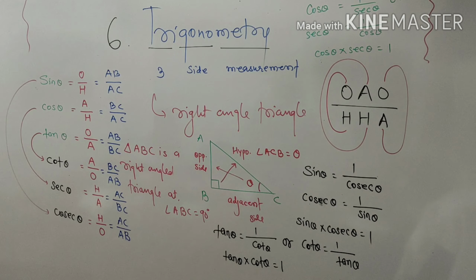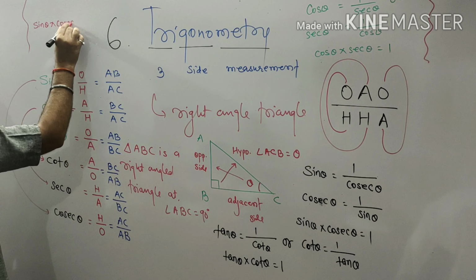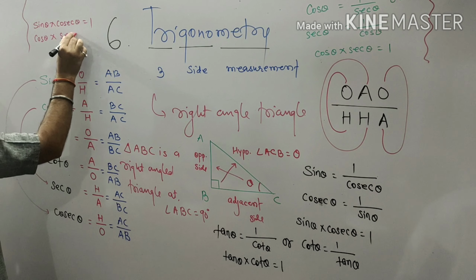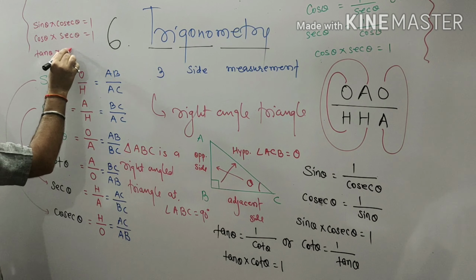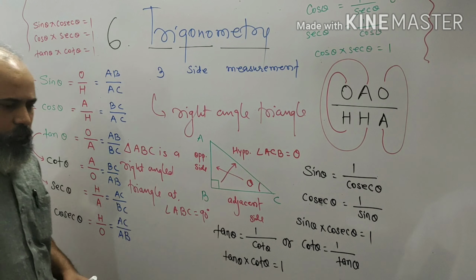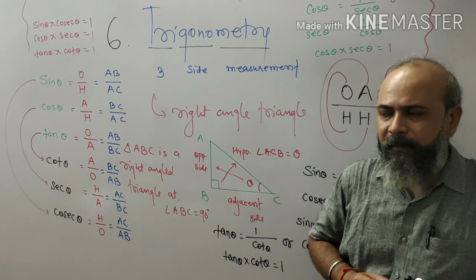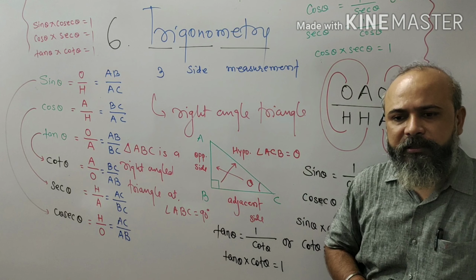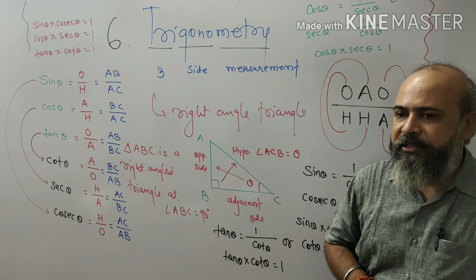Now we have three things. Sin theta into cosec theta is equal to 1. Cos theta into sec theta is equal to 1. And tan theta into cot theta is again equal to 1. Okay? Now the remaining part of this lesson we will study in the next video.